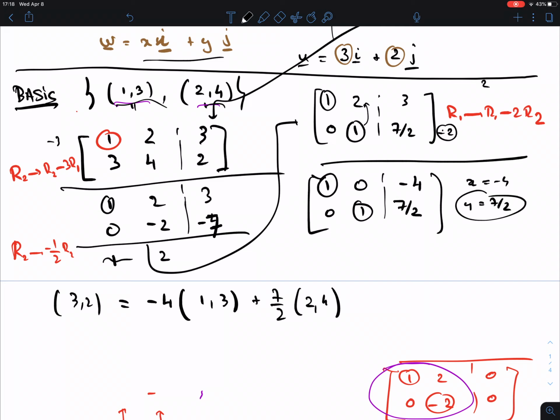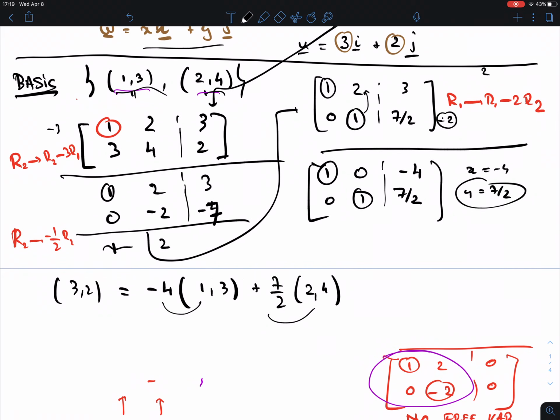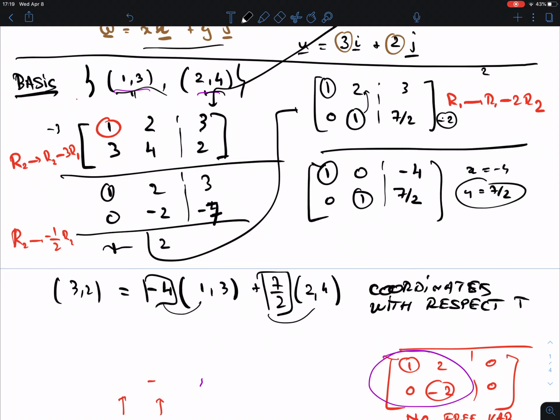I hope it's true. Let's look at the first coordinate: -4 times 1 plus 7 times... that's -4 plus 7, that's 3, right? And you see the next one is also correct. Okay, good. So what are these numbers now? We will call them the coordinates with respect to this new basis, the given basis. So these are the coordinates with respect to this basis.